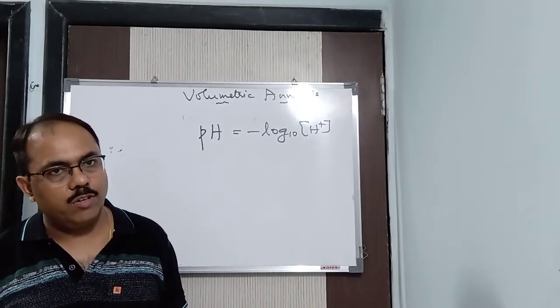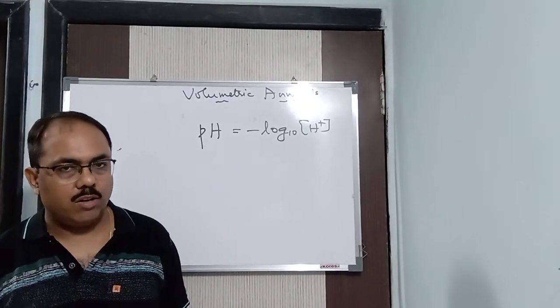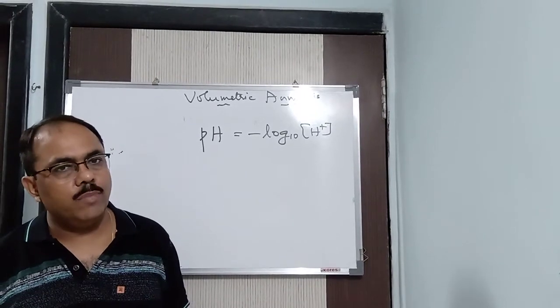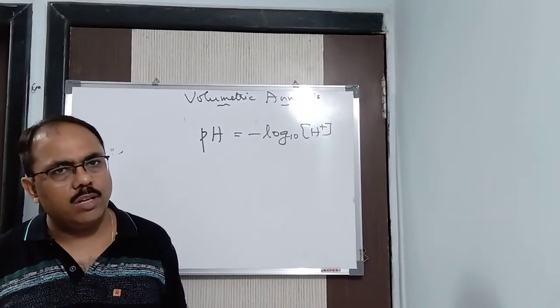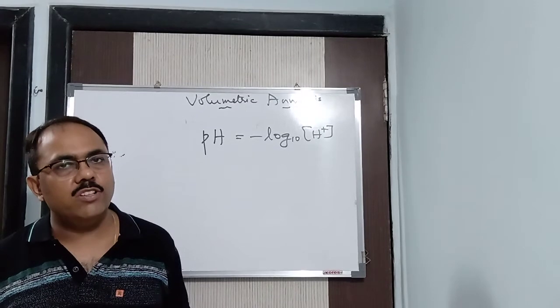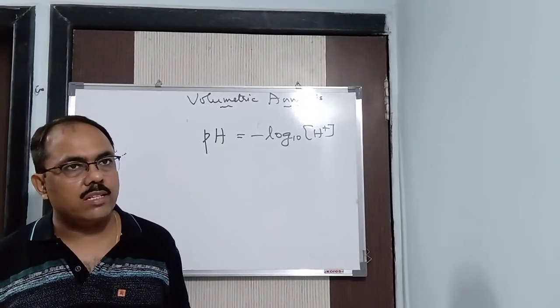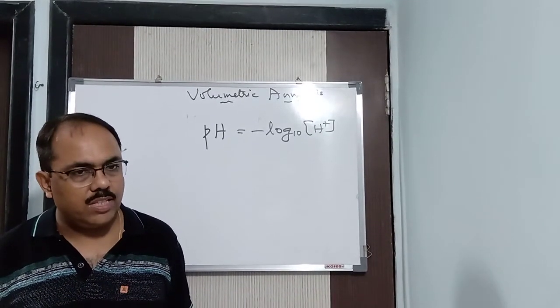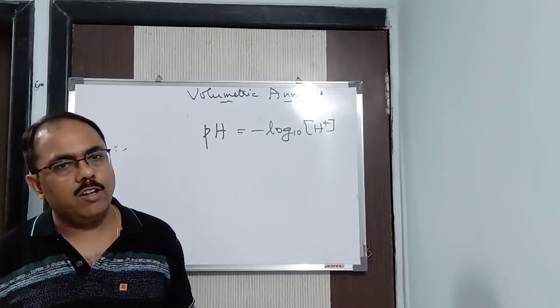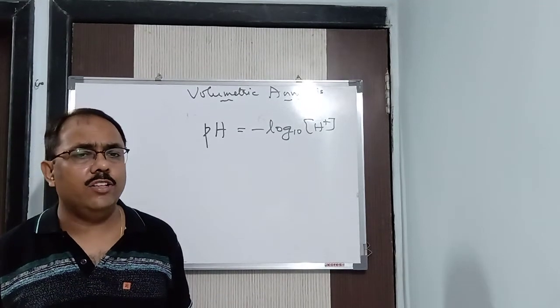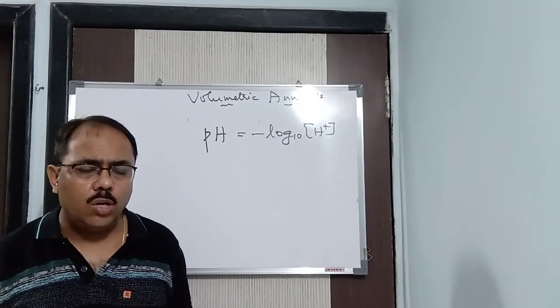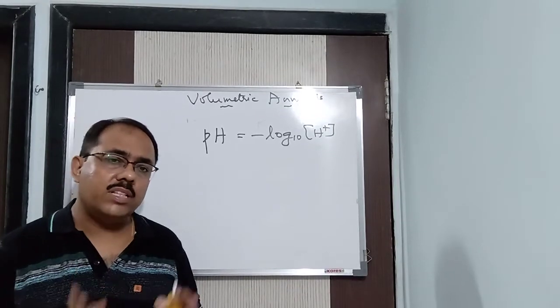Means we don't have either phenolphthalein or methyl red or methyl orange. Because neutral means the color will remain the same only. Isn't it? The color is not going to change. Clear? Phenolphthalein or methyl red or methyl orange, any indicator you use in neutral solution, will the color change? No. Because indicator indicates whether it's acidic or basic.